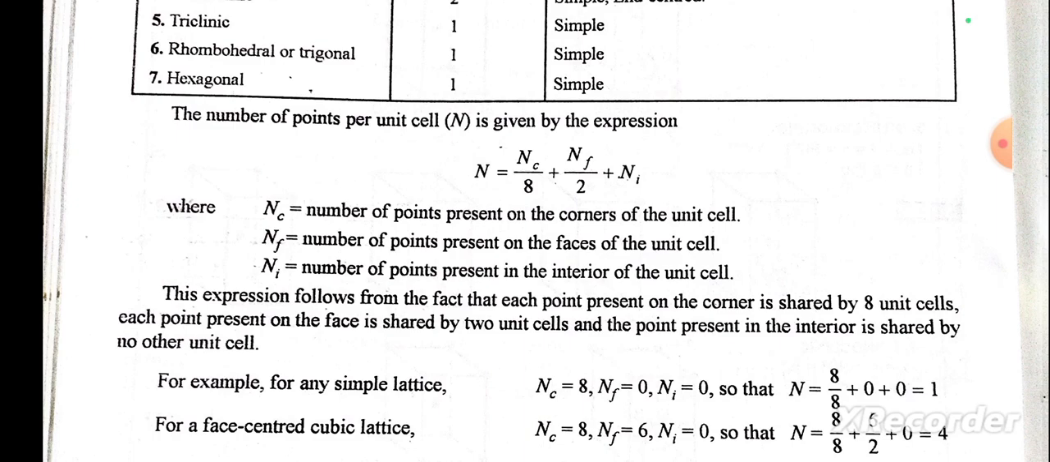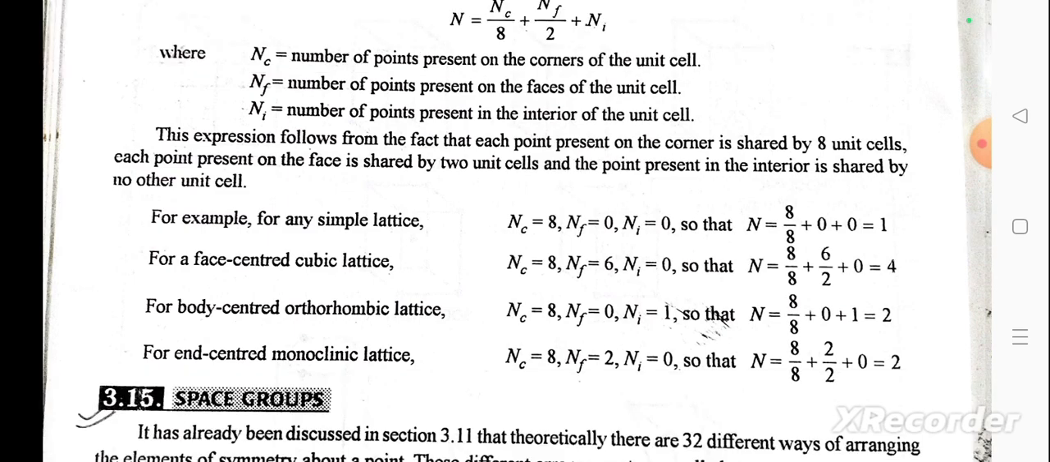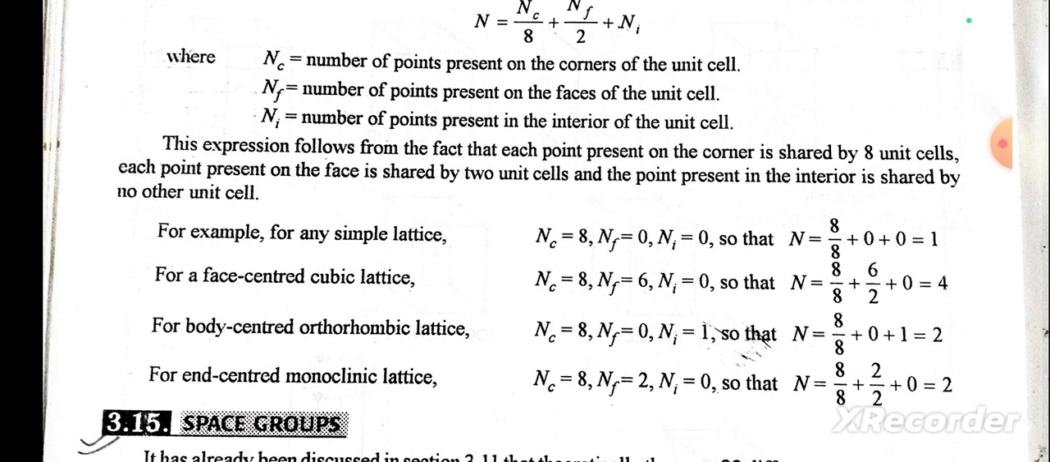The number of points per unit cell, n, is given by the expression n = nc/8 + nf/2 + ni. Here nc is the number of points present at the corner of the unit cell, nf is the number of points present on the face of the unit cell, and ni is the number of points present in the interior of the unit cell. The expression follows from the fact that a point at the corner is shared by 8 unit cells, each point on a face is shared by 2 unit cells, and a point in the interior is not shared by any other unit cell.